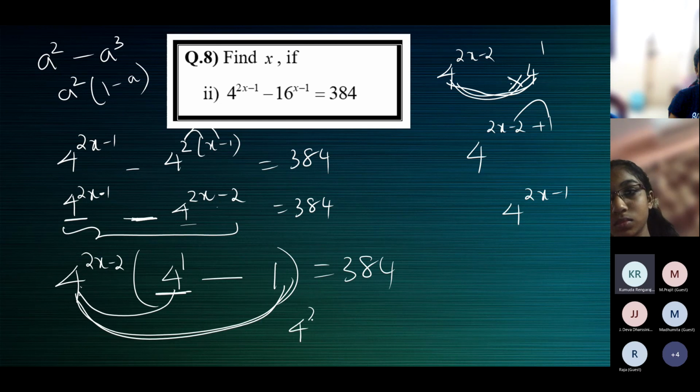So 4 to the power 2x minus 2. In the bracket 4 to the power 1 we have, that is 4. 4 minus 1 is 3. So into 3. 4 to the power 2x minus 2 into 3 is equal to 384.